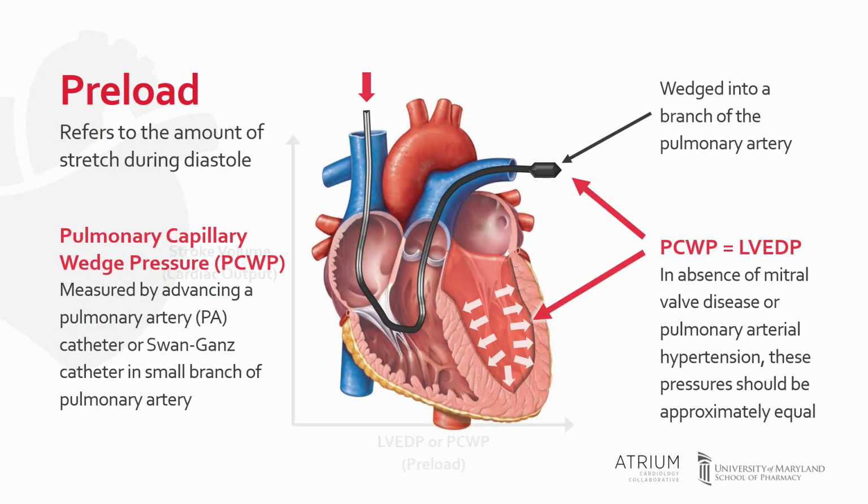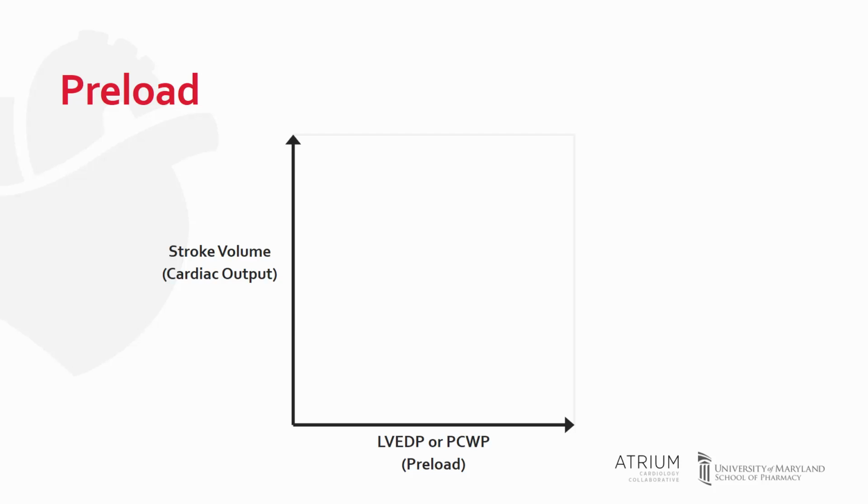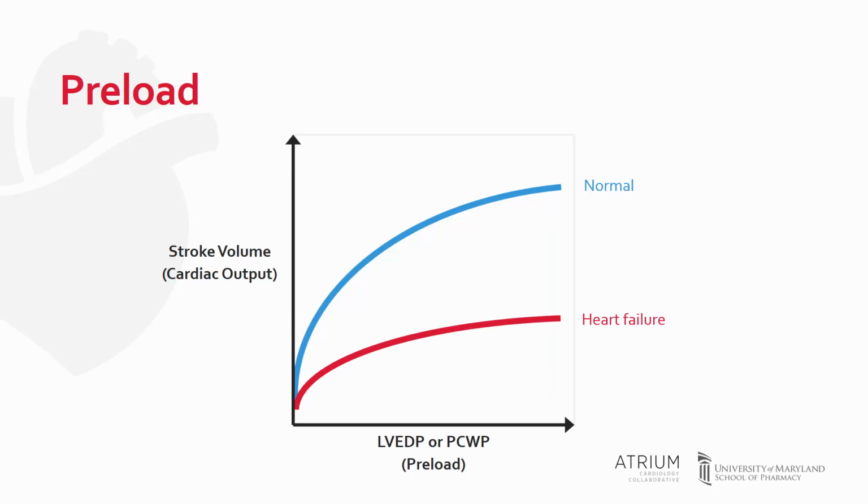Now, the relationship between preload and cardiac output is described by the Frank-Starling mechanism, which can be depicted by the following curve. Here, the x-axis is LVEDP, or wedge pressure, and the y-axis is the stroke volume, or cardiac output. Now, as you can see, as preload increases, so does stroke volume, and thus cardiac output. Now, like a rubber band that's been stretched too thin, this relationship only works to a point. In heart failure, the Frank-Starling curve is smaller and flatter, reflecting a reduced cardiac performance.